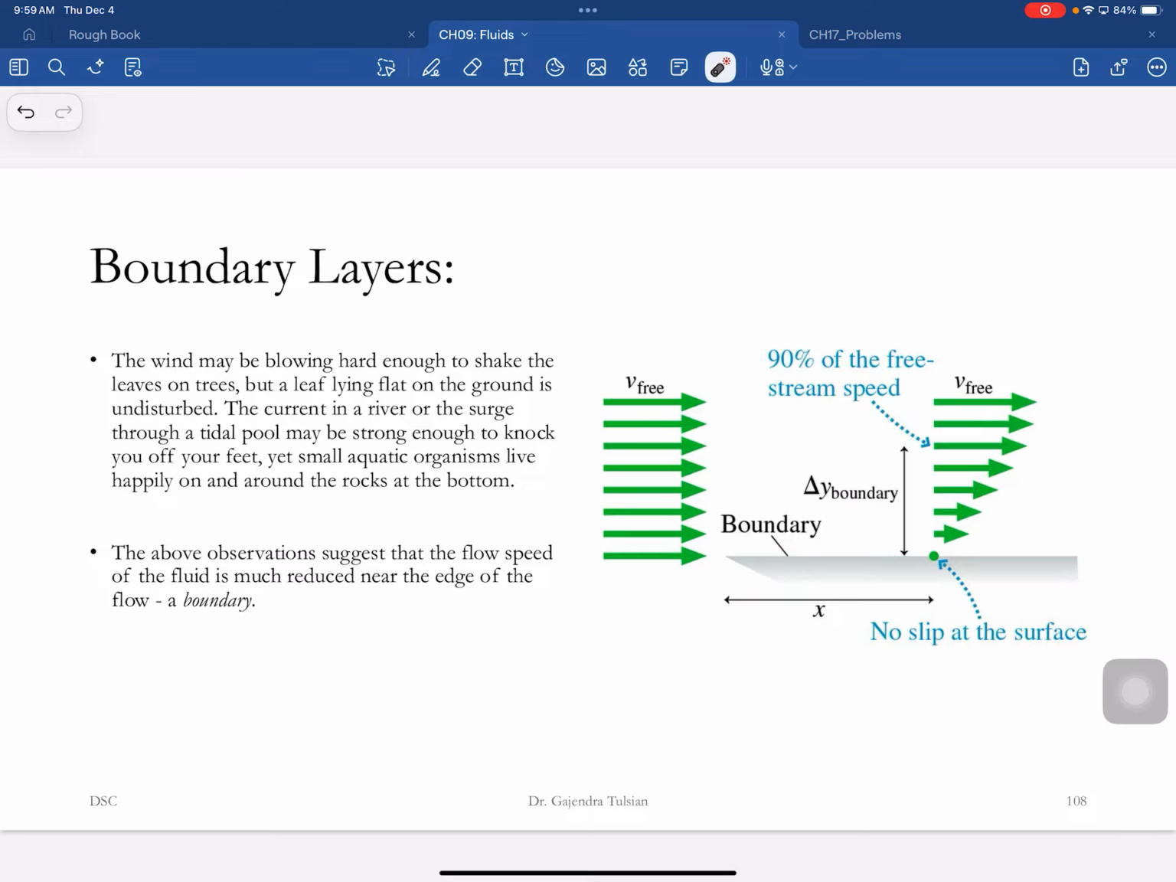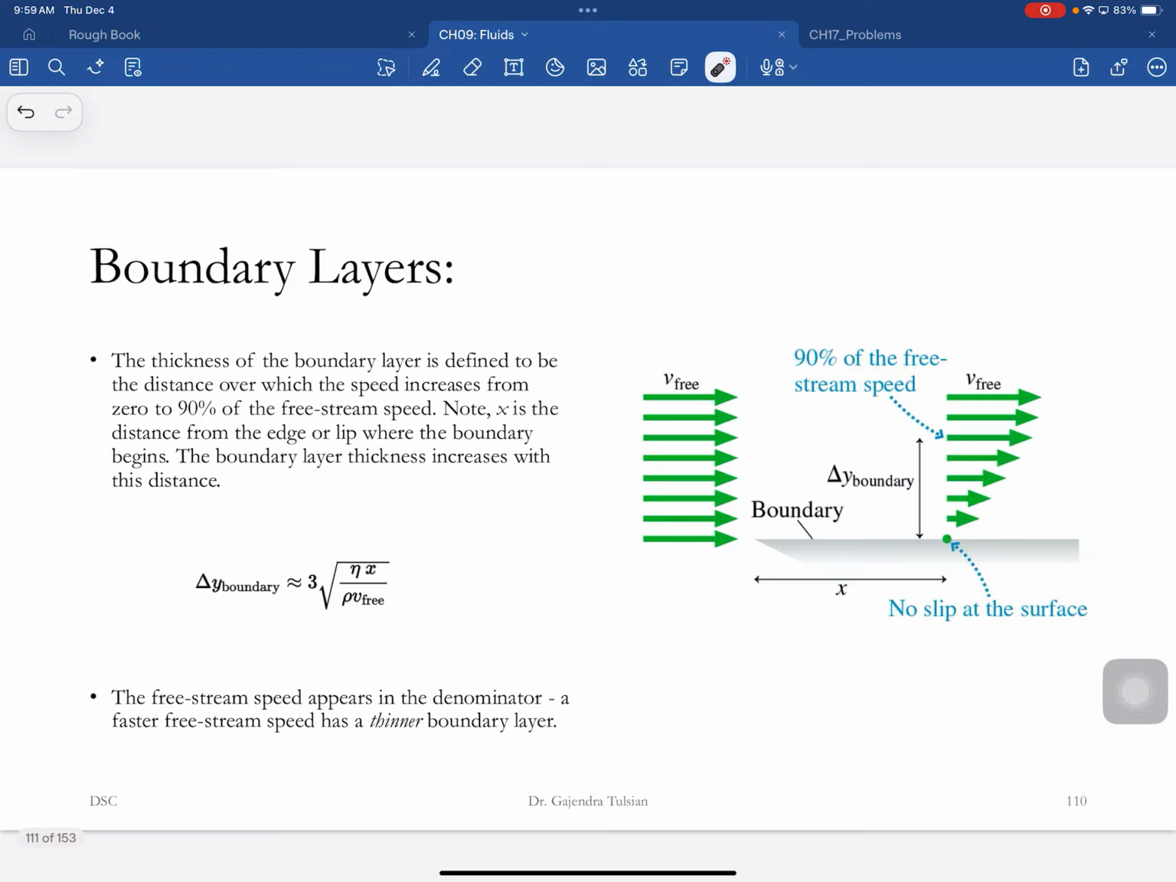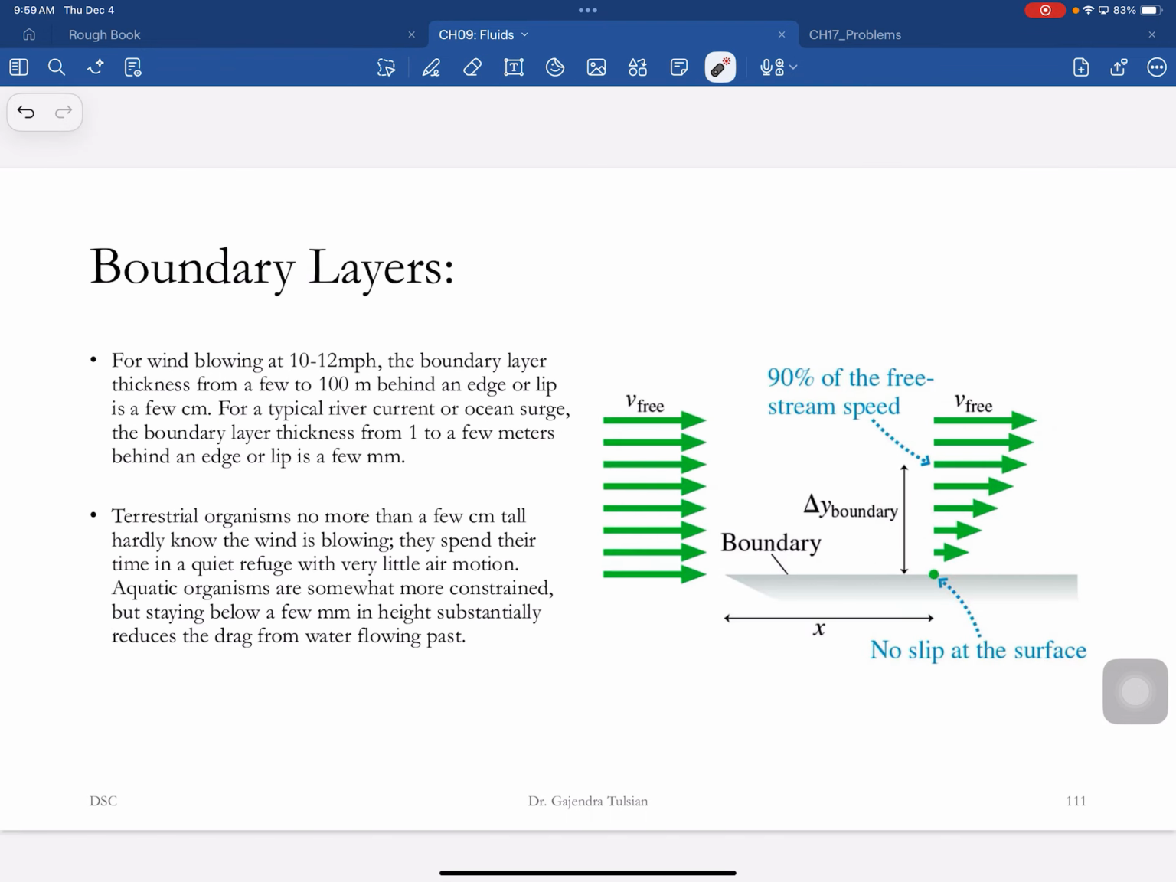And the reason we're talking about this is, it could be a windy day. A tall person gets blown away. But if you're a small animal, you don't even feel the wind. You don't feel the drag. You're not blown by the wind. So you can live your life as if nothing is going on. So we want to talk about that.